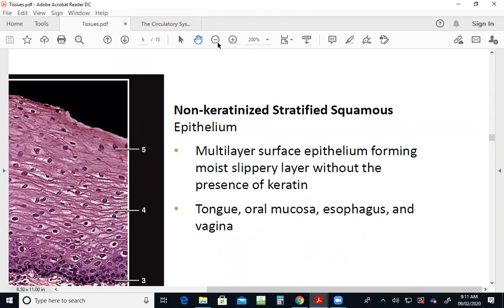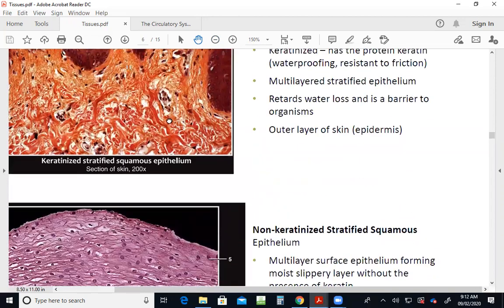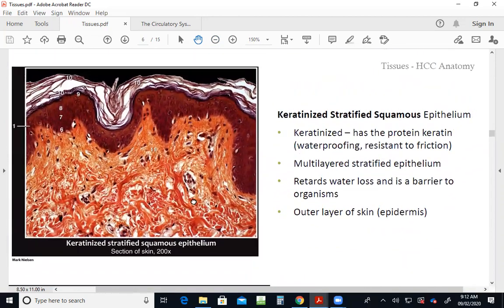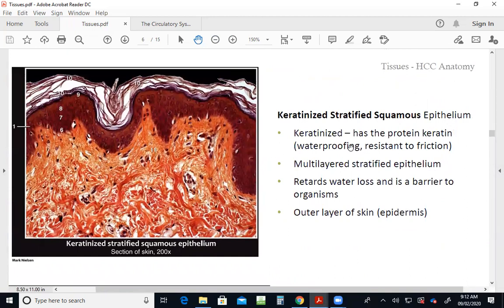It all relates to the presence or lack thereof of keratin, a very important protein that gives good strength to the keratinized stratified squamous. There is no keratin in non-keratinized stratified squamous. Okay? Keratin provides waterproofing, but more importantly, it's resistant to friction, so it's tough. And so we find this in places like the outer layer of our skin, what we call the epidermis.